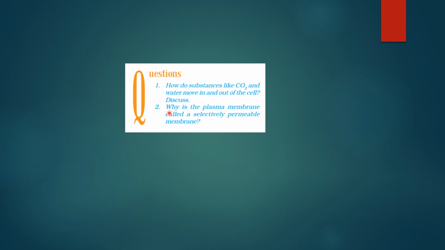Right. Second question is, why is the plasma membrane called a selectively permeable membrane? Very important. The plasma membrane is called so because it allows certain substances to pass through while it restricts others. Small molecules such as oxygen, carbon dioxide, water can freely pass through by diffusion. Large molecules and charged particles require specific transport proteins or active transport mechanisms to move across the membrane. This selective nature helps the cell in maintaining homeostasis, that is internal balance.